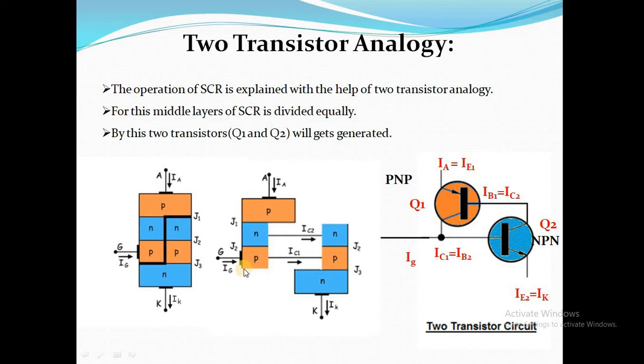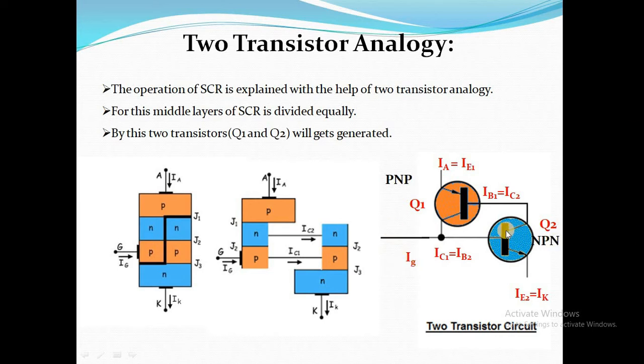But in the layer diagram we can observe that this layer has a gate terminal connection. So same here, this is the collector terminal, and see here the layer is connected to the gate. So the same terminal is again connected to the gate terminal, which is represented by the current direction as IG.